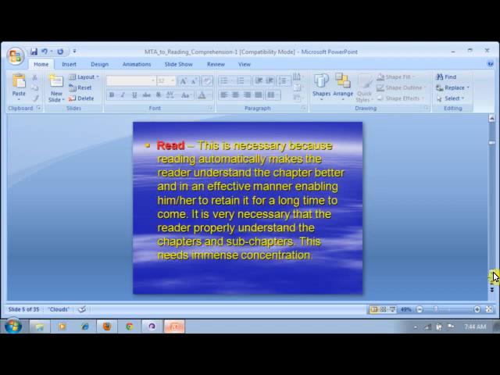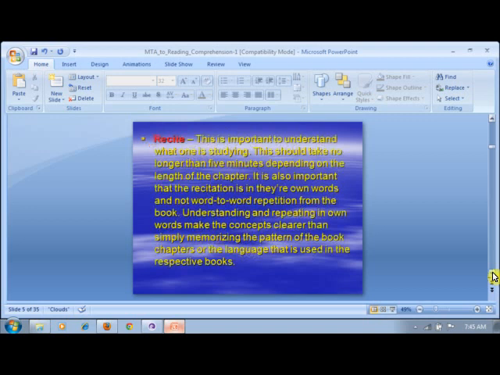Read: this is necessary because reading automatically makes the reader understand the chapter better and in an effective manner, enabling him or her to retain it for a long time to come. It is very necessary that the reader properly understand the chapters and subchapters. This needs immense concentration.